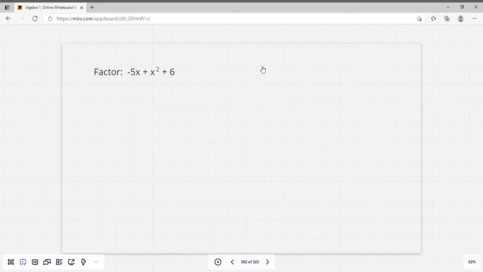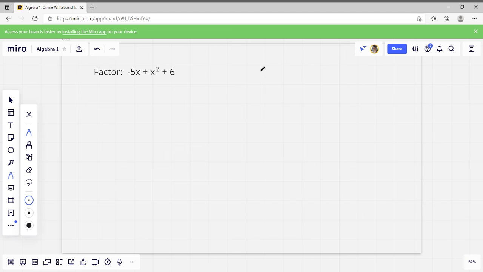Okay, this one looks different, but it's just not in the right order. So what we're going to do is put this in the correct order first. I need my squared term first, so x squared plus, no, not plus. Then I need my x term, so minus 5x plus 6. You always want your squared term, then your x in the middle, and then no variable at the end. All right, so I'm going to draw my parentheses, and I'm going to put my x.